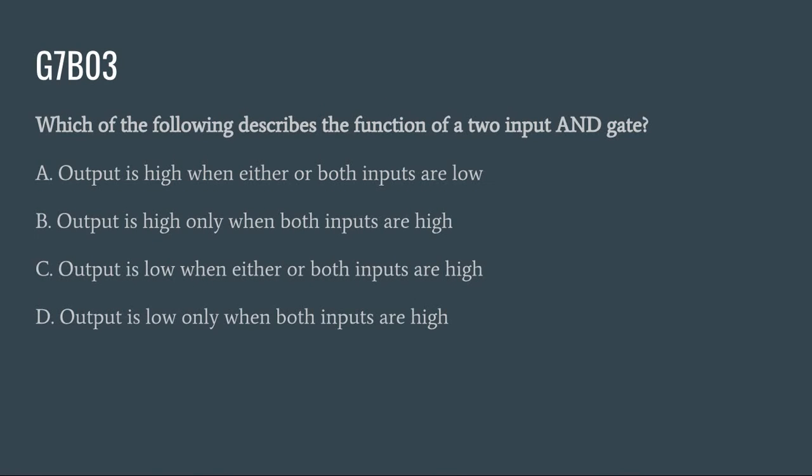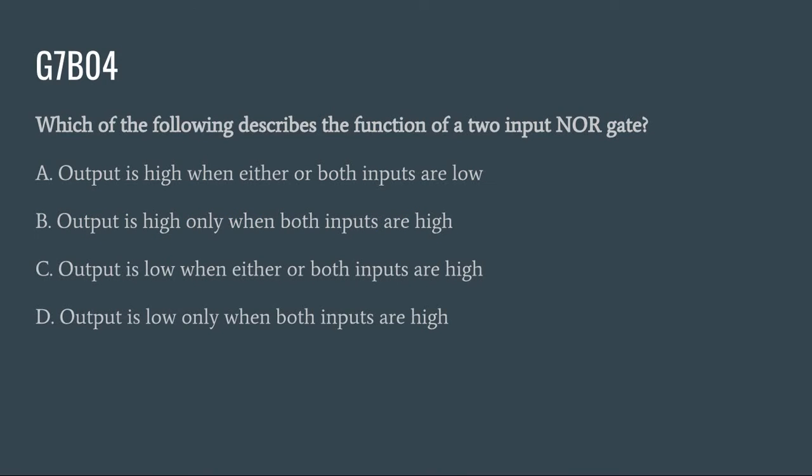G7B03, which of the following describes the function of two input AND gates? A, output is high when either or both inputs are low. B, output is high only when both inputs are high. C, output is low when either or both inputs are high. Or D, output is low only when both inputs are high. Correct answer B, output is high only when both inputs are high.